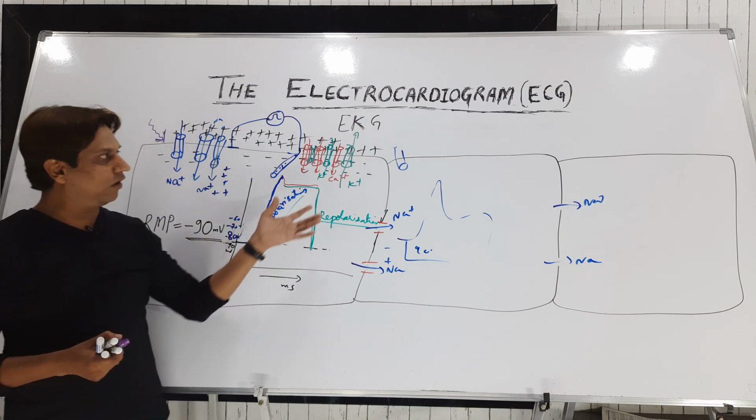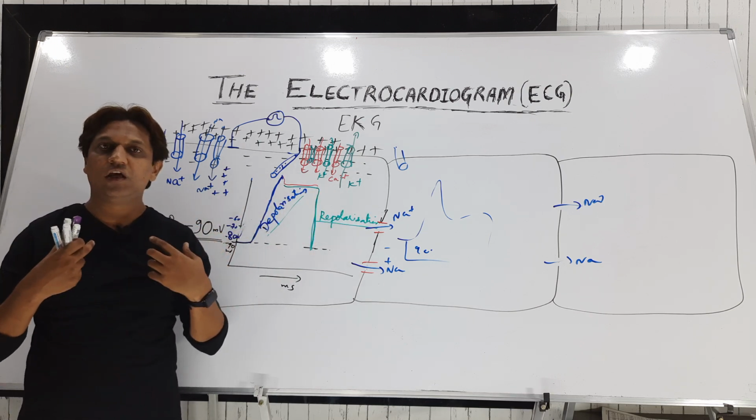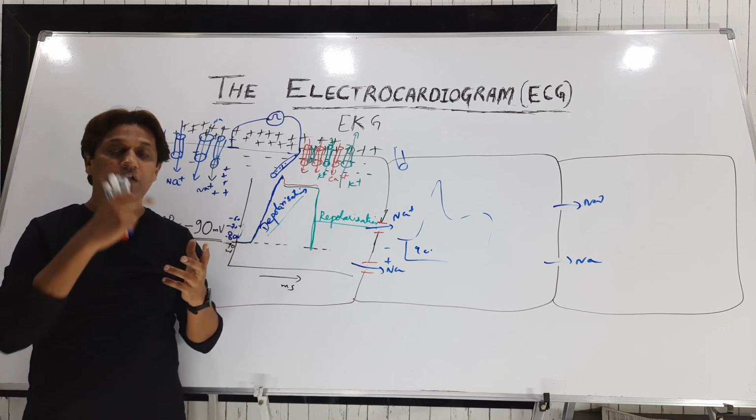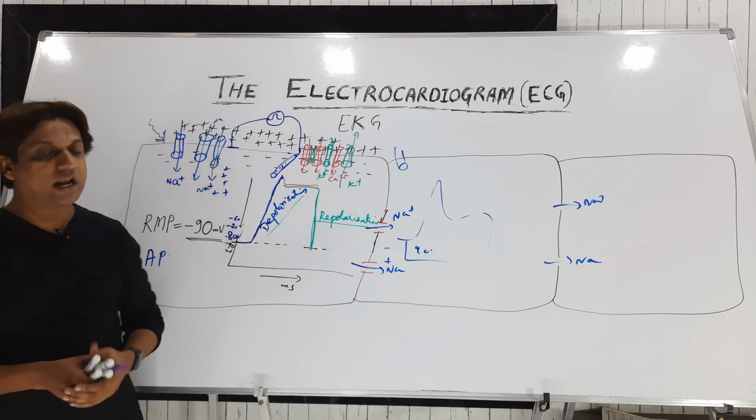Now let's see how this ECG recording takes place, how this electrical activity is recorded, and what are the different waves we see on an electrocardiogram.